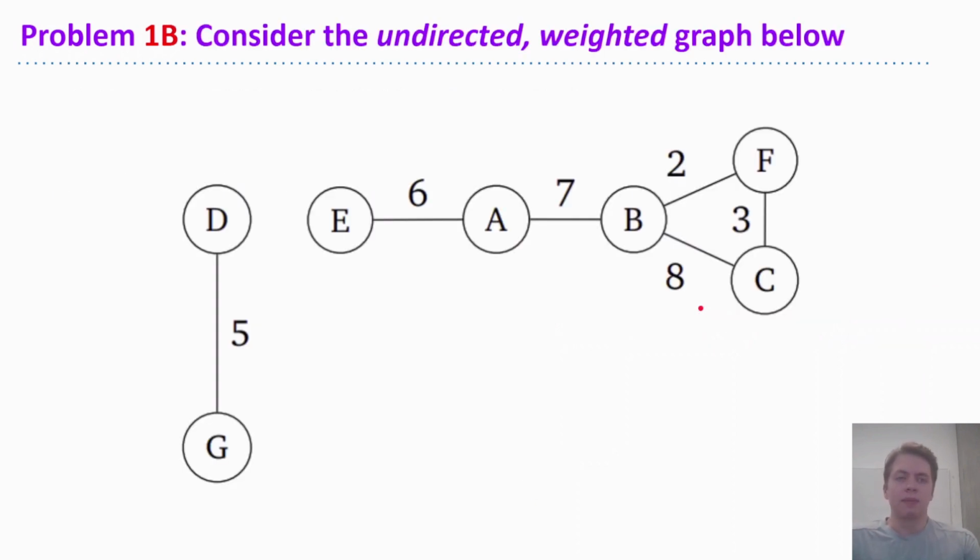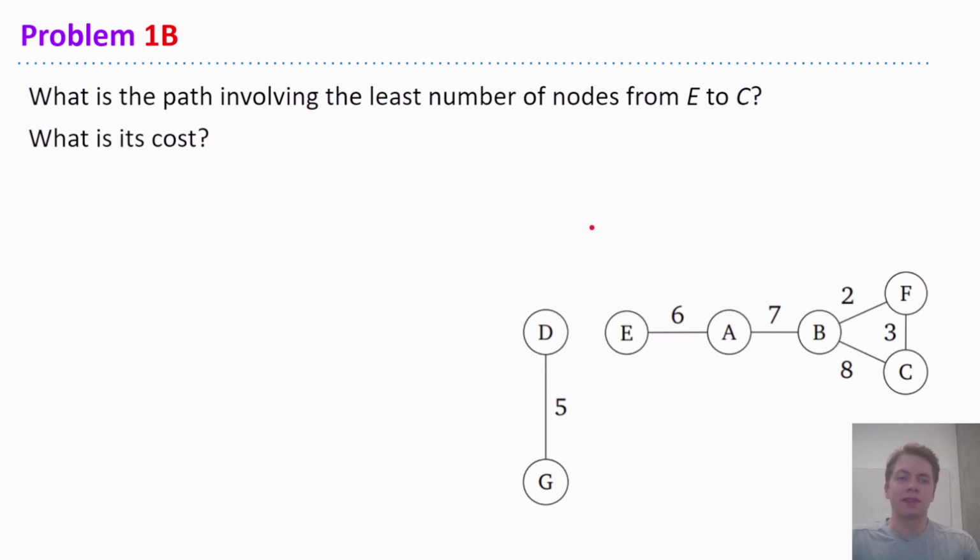Awesome. Moving on to 1b, it asks us to consider this undirected but weighted graph. So now each edge has a corresponding weight or value. What is the path involving the least number of nodes from E to C? And what is its cost?